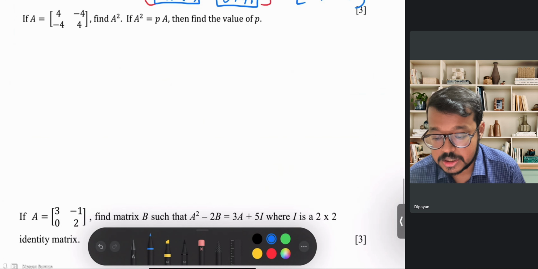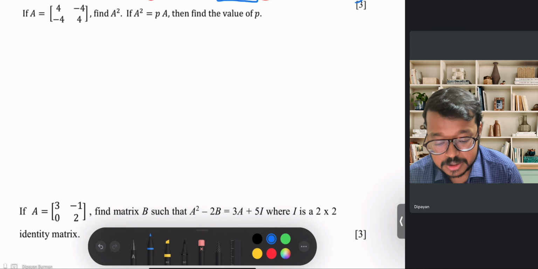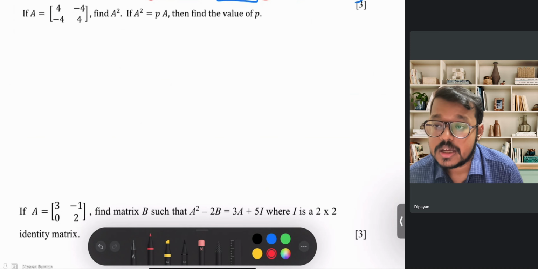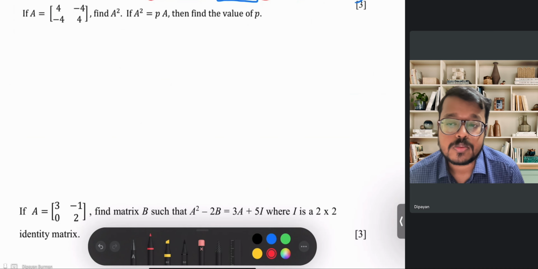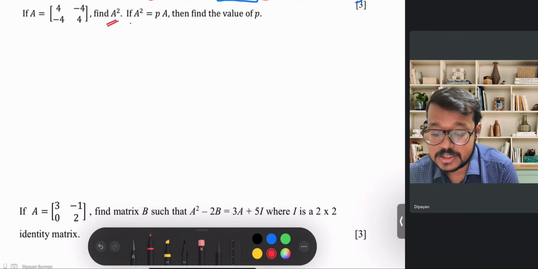Now the second question is again similar, but this is a descriptive question, but the concept is still the same. Again, matrix A is given as a 2 by 2 matrix, and we have to find what is A square, and it is given that if A square was equal to some constant P multiplied by A, then we need to find the value of P. So let's do the multiplication.